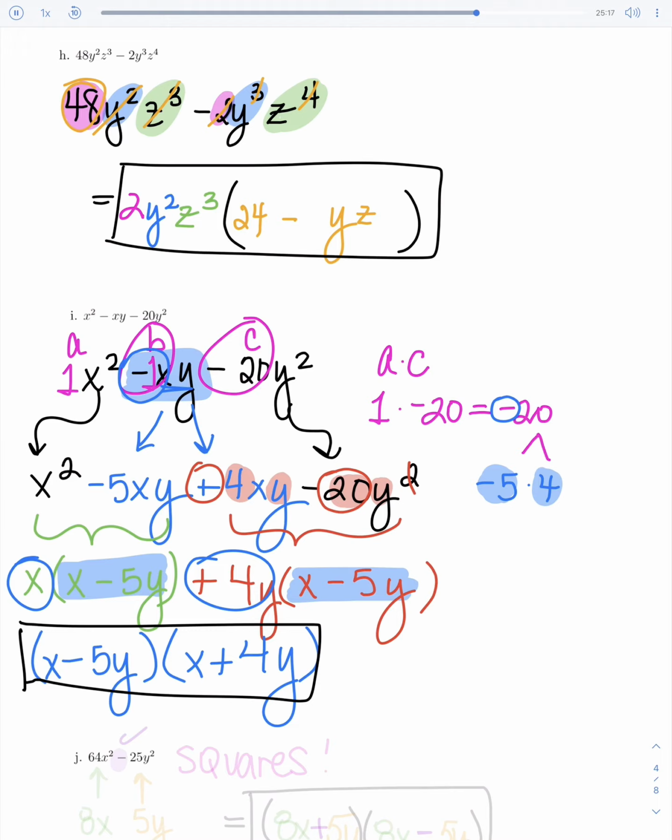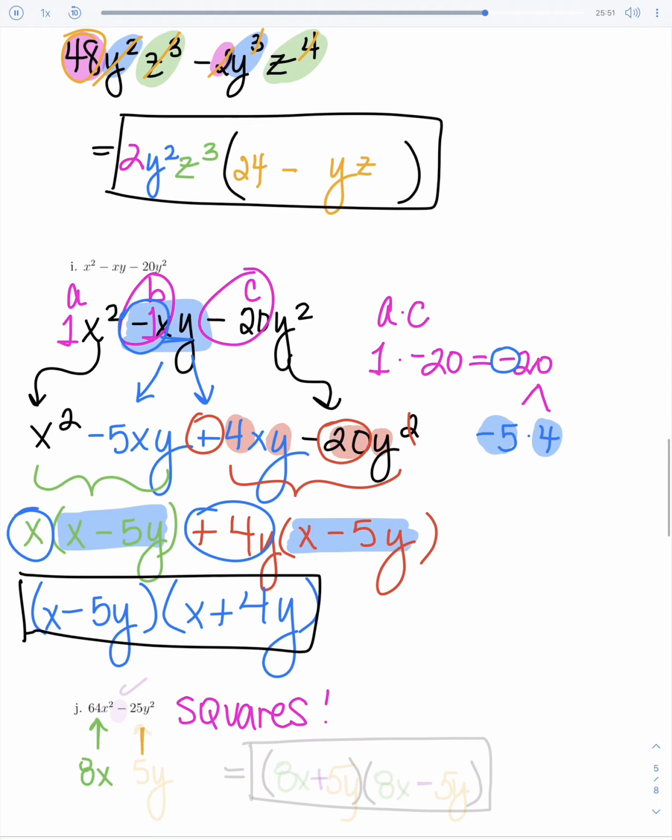One last one here for this page is J. We've got 64x squared minus 25y squared. Again, there's no common factor between the two, but we do have two terms, so it's either going to be squares or cubes. Because both the exponents are divisible by 2, we are definitely looking at squares. So the question is, what is squared in each piece? If you look at the first piece, what has been squared to get the 64 is an 8, and what's been squared to get the x squared is an x. And in the second piece, what's been squared to get the 25 is a 5, and to get the y squared is a y.